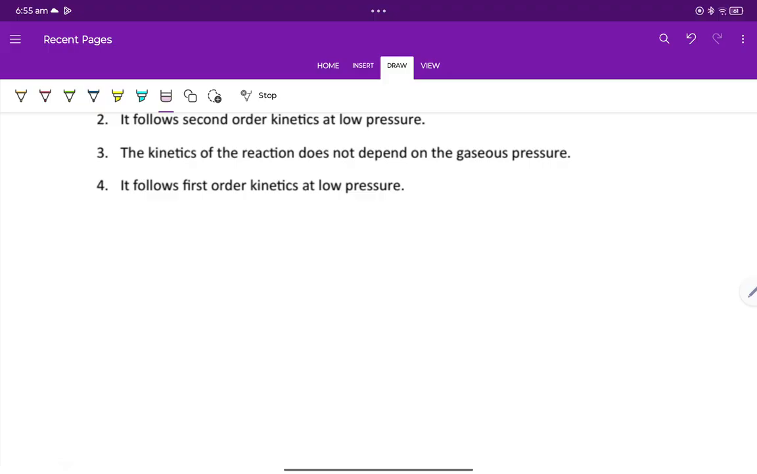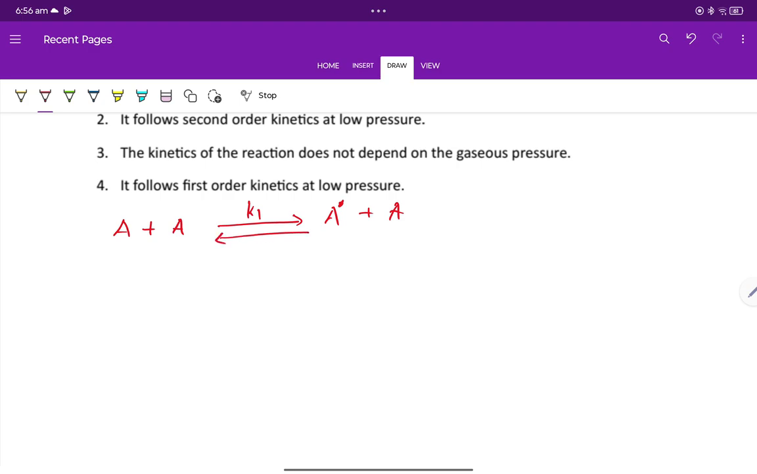The Lindemann mechanism for unimolecular reactions is like this: a molecule A collides with another A molecule, and it will give an energized molecule A star plus another A molecule. The forward rate constant is K1, and this reaction is reversible. It is not an equilibrium reaction, it's a reversible reaction.